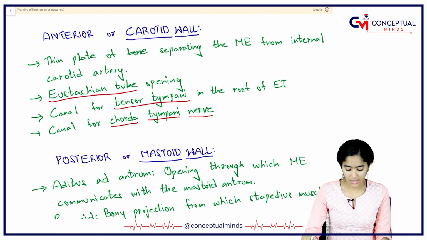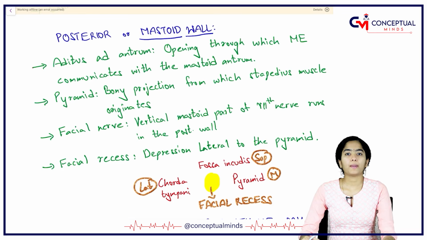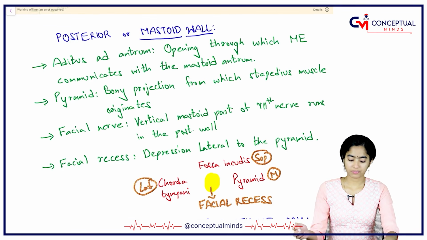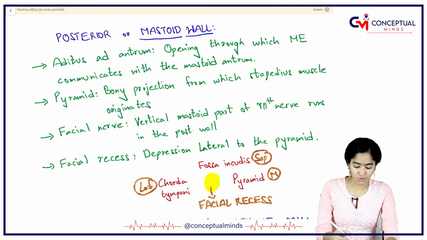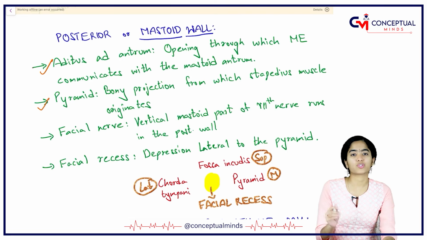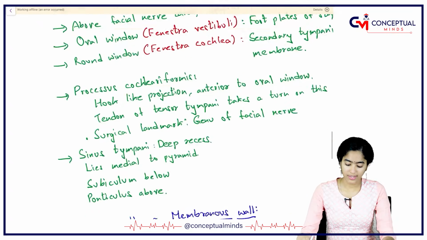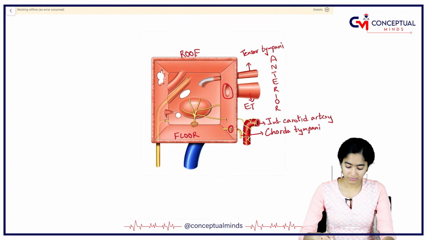Then, posterior wall or the mastoid wall. The important structures that we see in the posterior wall are aditus ad antrum, that is the opening. Then we see the pyramid, which is a bony projection, and facial nerve and facial recess. These are the four structures. Let us try to look at them in the diagram.